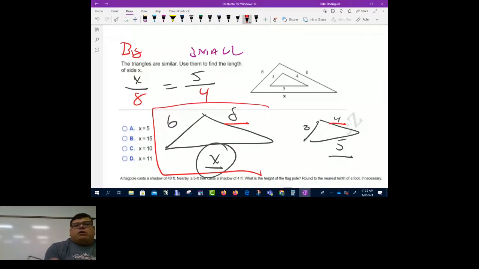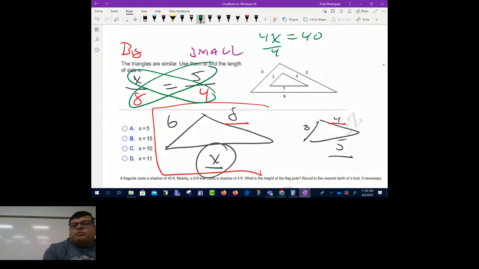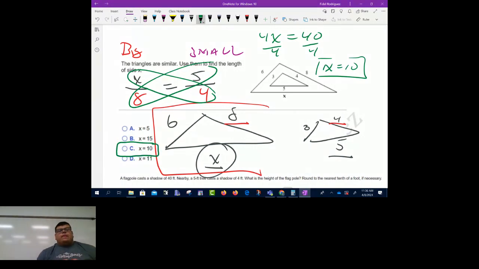Okay, guys, we're going to cross multiply again. 4x. 5 times 8 is 40. So when we divide both sides by 4, I'm coming up with 10. Is that one of my choices? Yeah, it's choice C, right? Boom, there it is. All right. So again, y'all, if they draw something like that for you, just draw the two triangles separate. If it throws you off, draw them separately, and then you got the same idea.